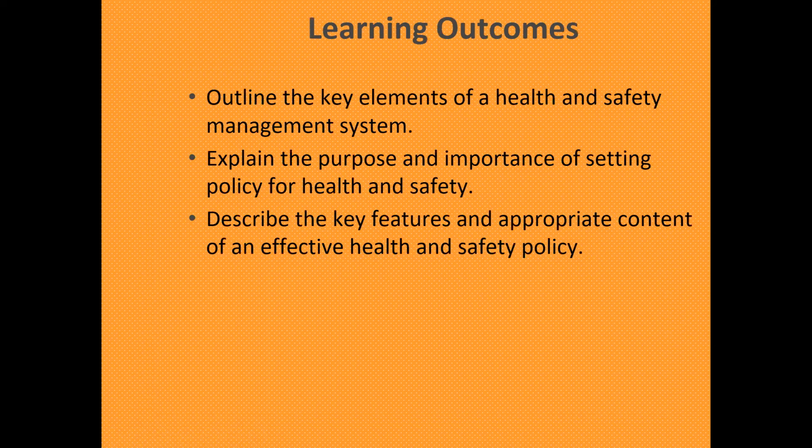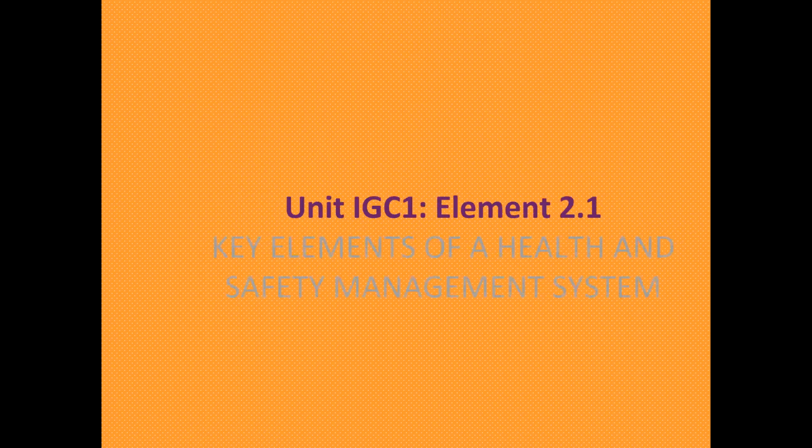The learning outcomes after completing this element or this chapter will be to outline the key elements of health and safety management system. What are the key elements of health and safety management system, and what is the role and the purpose, objectives of setting health and safety policy in the organization? And then we will be able to describe the key features and appropriate content of an effective health and safety policy. After this element, you will be able to explain what is the purpose, why we need to develop policy, what will be the key content of the policy.